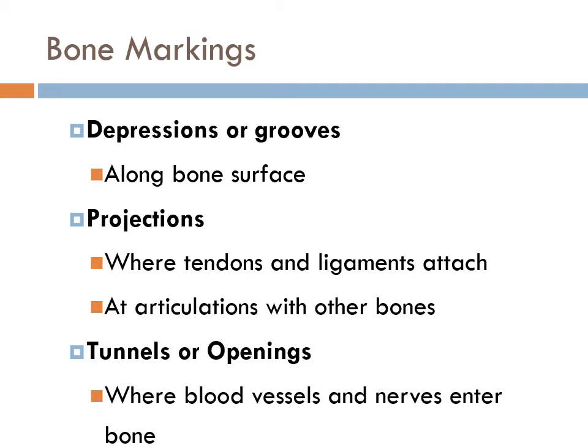So we'll find large ones on the femur, which is just below the hip, because you have those big hip muscles, the gluteus muscles and things pulling on that area of the femur and creating these larger projections, which are called trochanters. And then we have smaller projections on smaller bones where we have smaller muscles attaching. Tunnels or openings in bones are where blood vessels and nerves enter a bone. We see a lot of these within the skull.